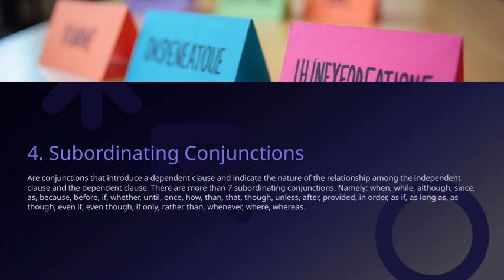There are more than 7 of these conjunctions, and some of the most common ones include when, while, although, since, as, because, before, if, whether, until, once, how, then, that, though, unless, after, provided, in order, as if, as long as, though, even if, even though, if only, rather than, whenever, where, and whereas. These words are key to crafting complex sentences that add depth and clarity to our writing.